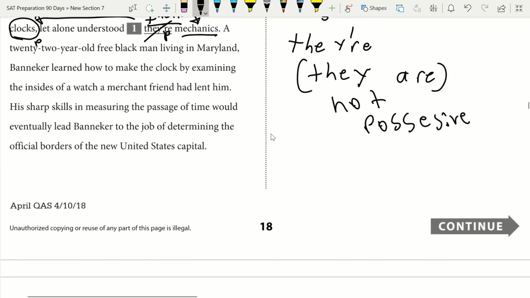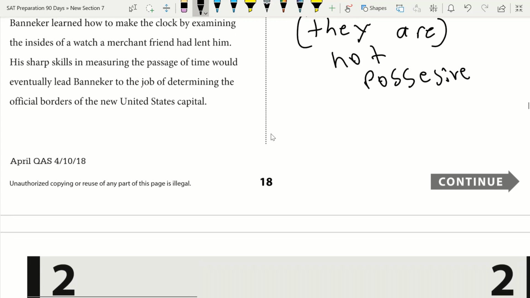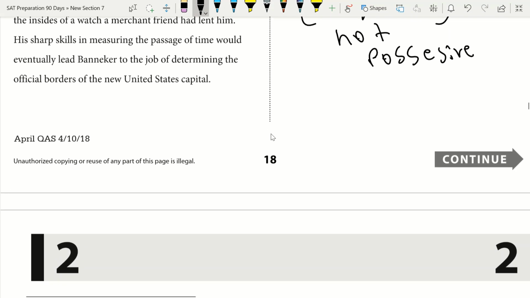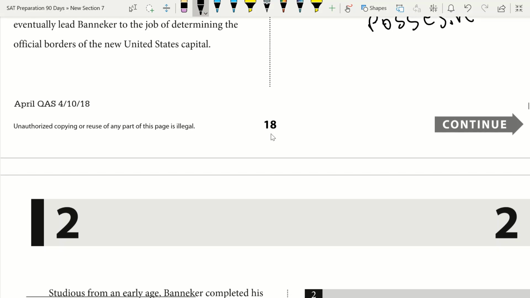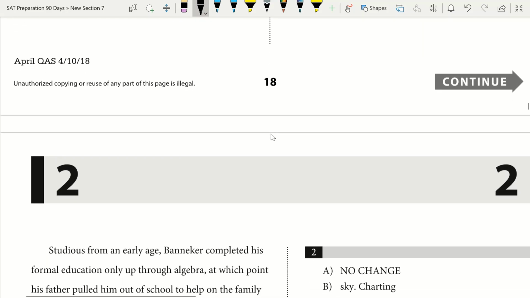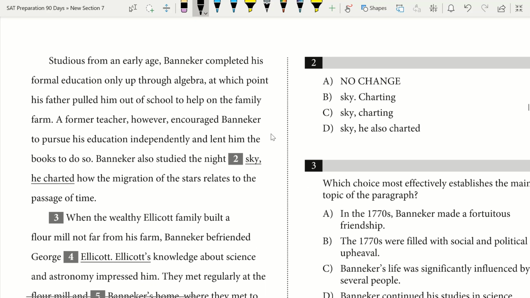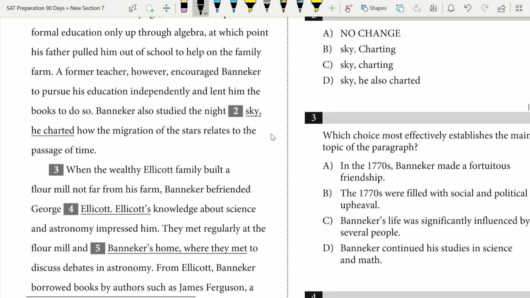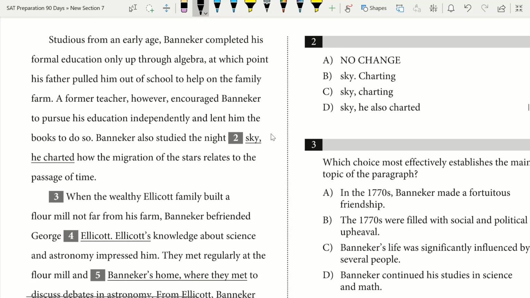A 22-year-old free black man living in Maryland, Banneker learned how to make the clock by examining the insides of a watch a merchant friend had lent him. His sharp skills in measuring the passage of time would eventually lead Banneker to the job of determining the official borders of the United States Capitol. Studious from an early age, Banneker completed his formal education only through algebra, at which point his father pulled him out of school to help on the family farm. A former teacher, however, encouraged Banneker to pursue his education independently and lent him the books to do so. Banneker also studied the night sky, charting how the migration of the stars relates to the passage of time.